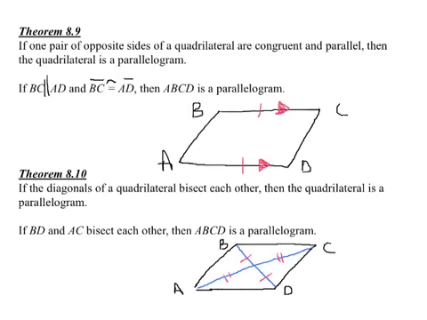Theorem 8.10: if the diagonals of a quadrilateral bisect each other, then the quadrilateral is a parallelogram. So I have diagonals BD and AC. They bisect each other because these are equal and those are equal. That's what bisect means. So it's a parallelogram.